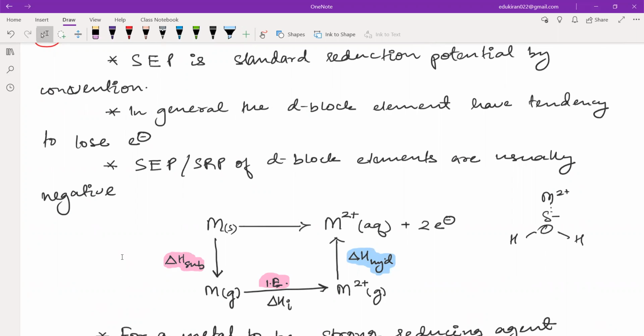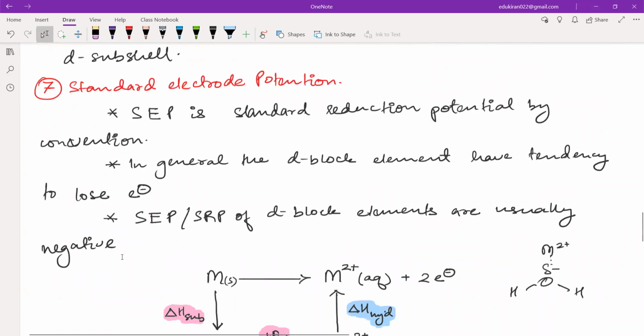Sir, at point number 7 you wrote standard electrode potential. It will be potential. Sorry, my bad.